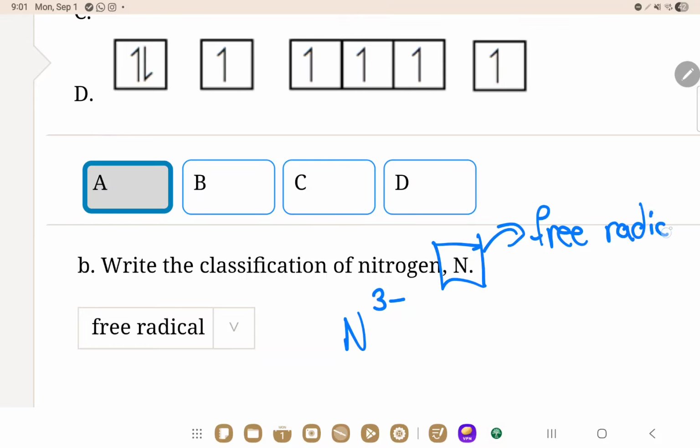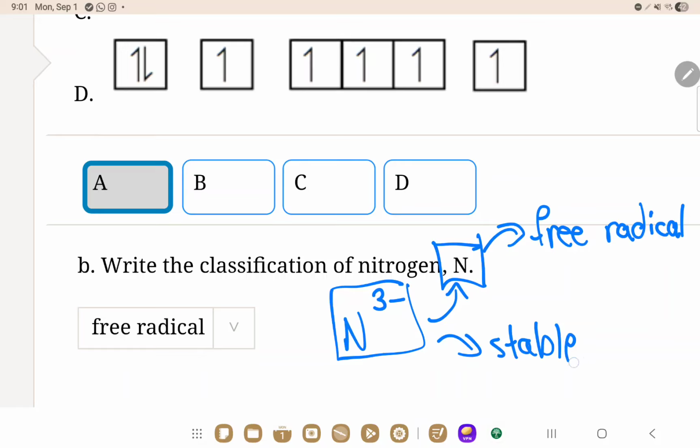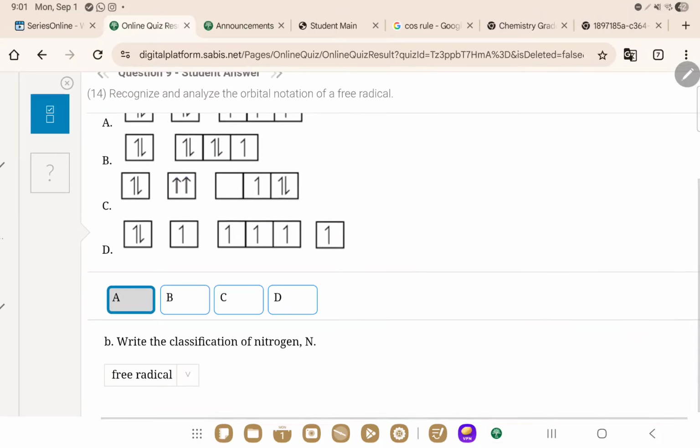But N3- is not a free radical, it's stable. Why? Because 3- means that it already took 3 electrons to become stable. But as long as it's not a noble gas, the element in itself cannot be stable. But N3- is stable. But as long as it can take in or give electrons, it is unstable until it does actually give or take the electrons. So as long as it didn't take or give electrons, it's classified as a free radical. Let's move on to the next question.